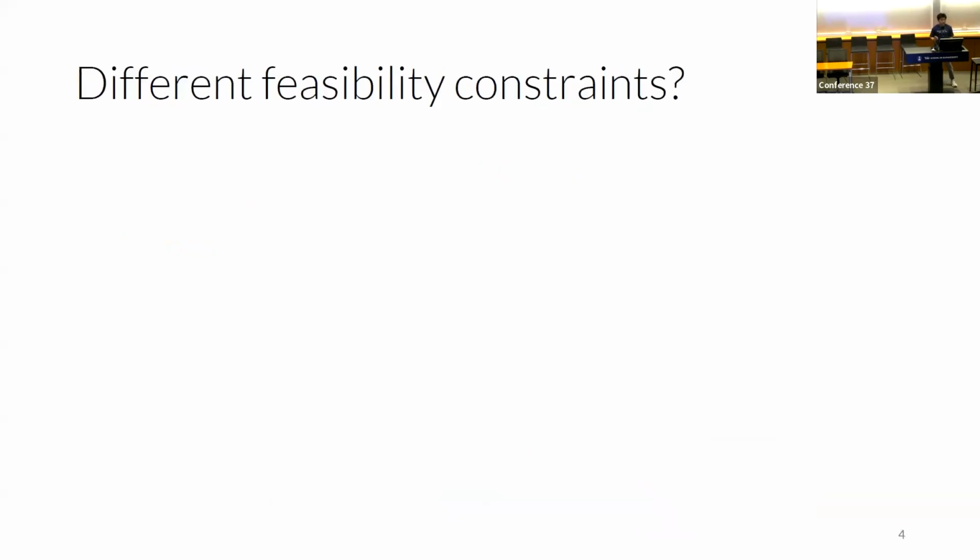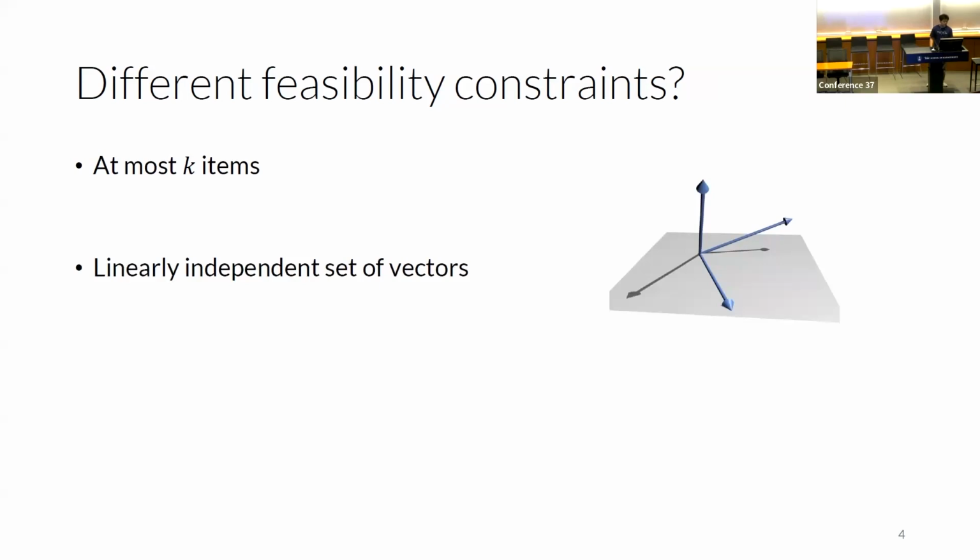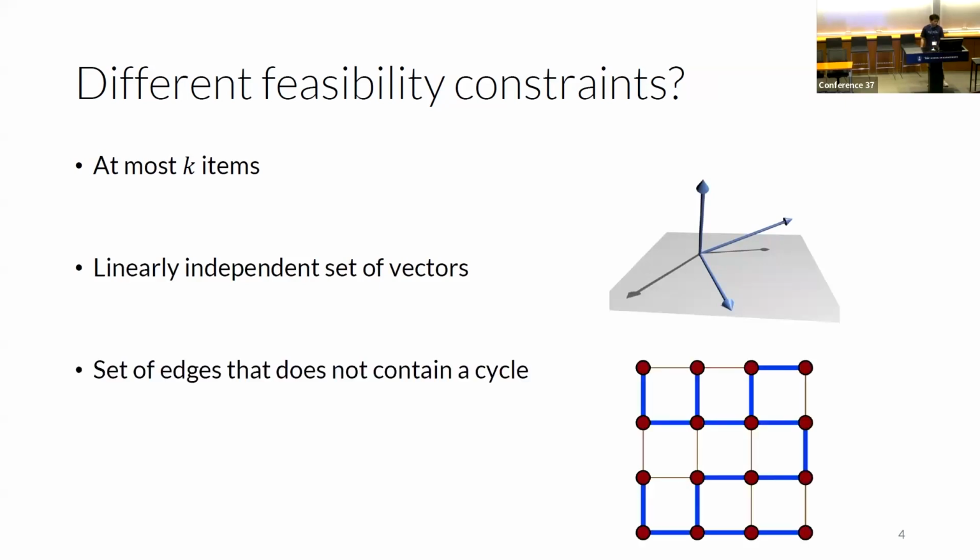The next natural question to ask would be, how about different feasibility constraints? Can we achieve similar performance with respect to different feasibility constraints, like what if I can select at most k items, or I can select a linearly independent set of vectors, or a set of edges that does not contain a cycle? It turns out that all these constraints are special types of matroids.